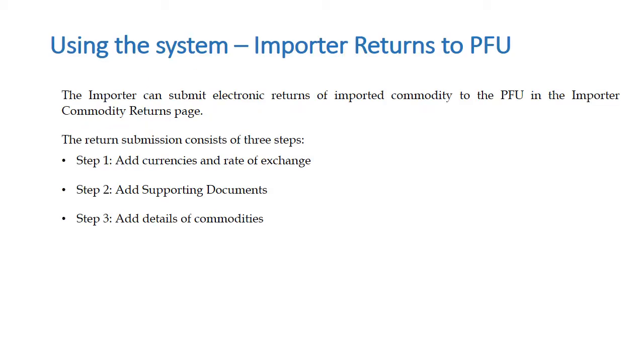Importer returns to PFU. The importer can submit electronic returns of imported commodity to the PFU in the Importer Commodity Returns page. The return consists of 3 steps before submit the return. Step 1. Add currencies and rate of exchange. Step 2. Add supporting documents. Step 3. Add details of commodities.